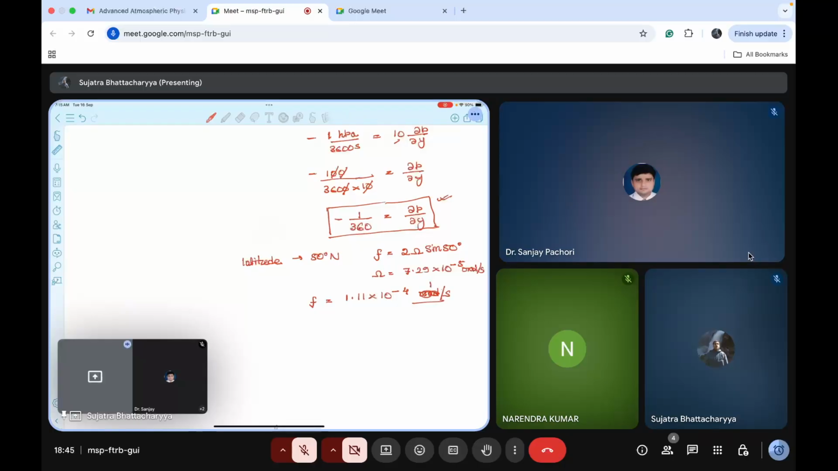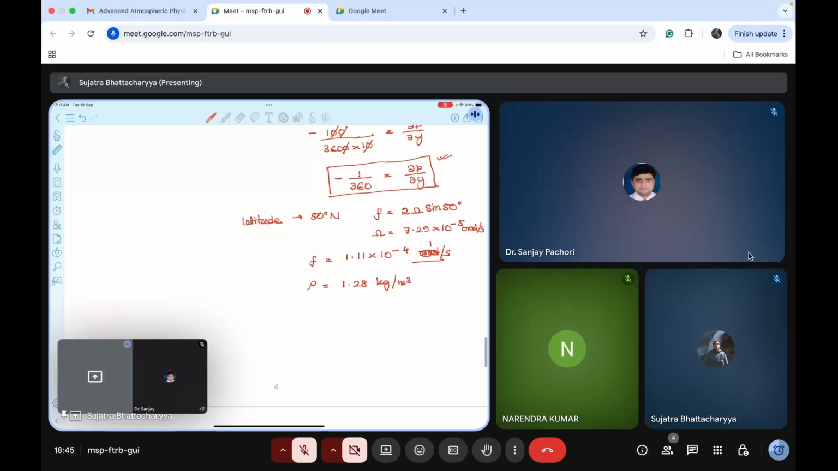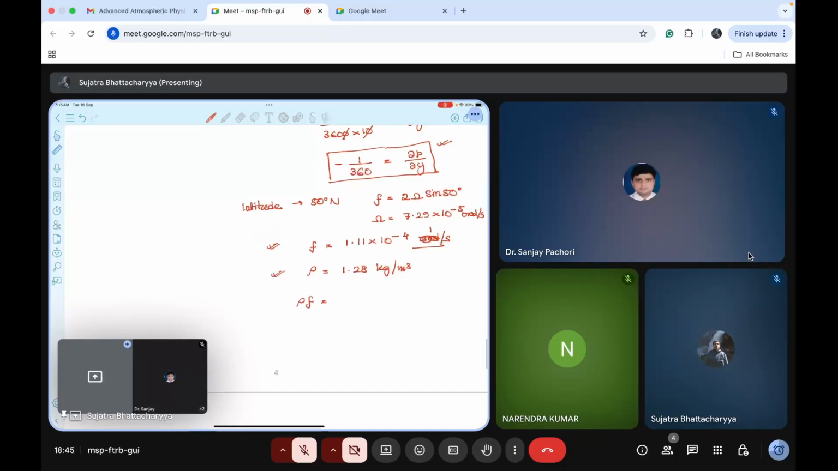What is rho? This is also known. I am writing 1.28 kg per meter cubed. You can write 1.2, 1.25, whatever. It does not change much. So these things are known. Fine. So if I do rho f, it gives you 1.28 times 1.11 into 10 to the power minus 4. This gives you 1.42 into 10 to the power minus 4. Just remember there will be some SI unit of density times this.